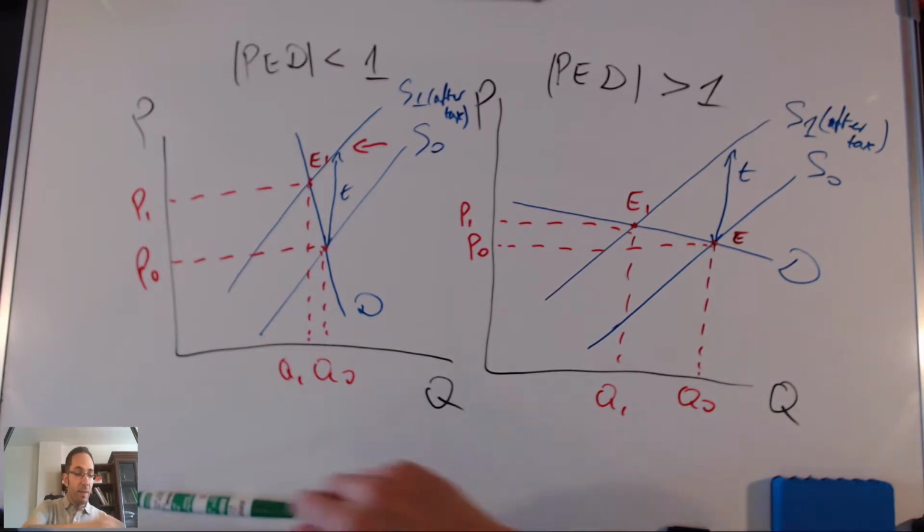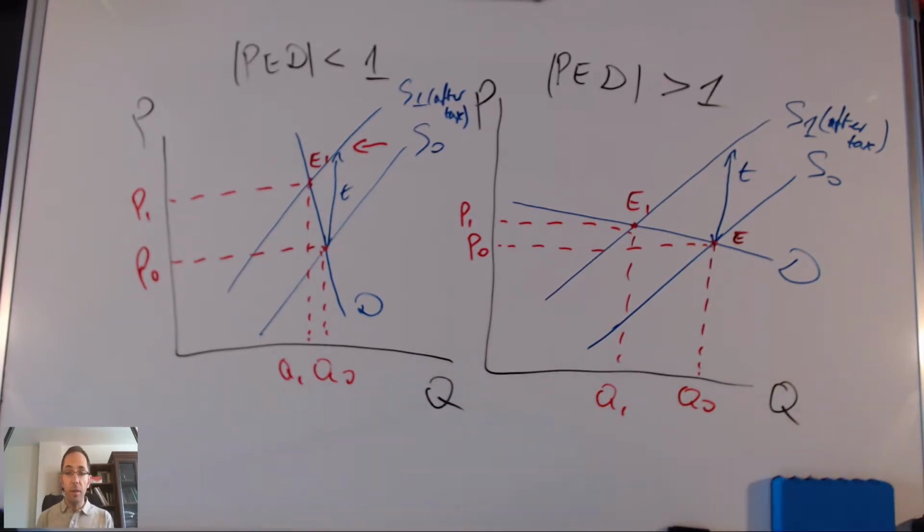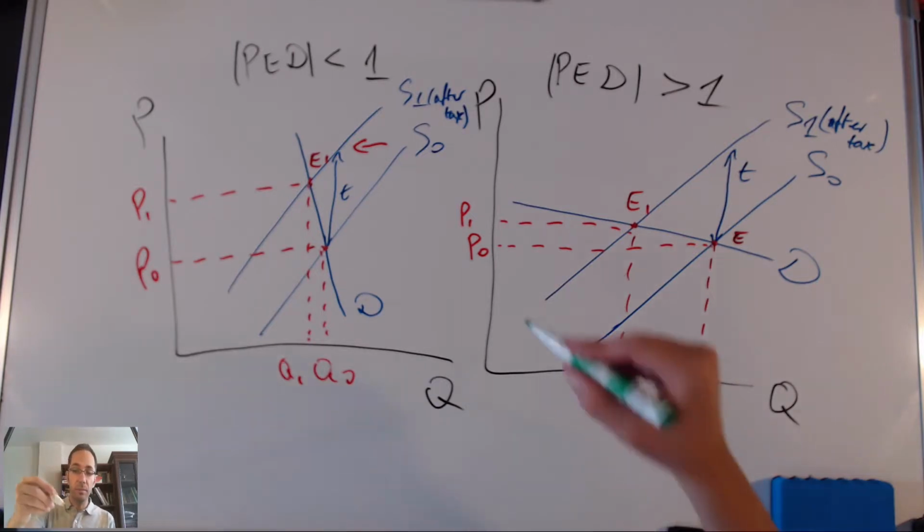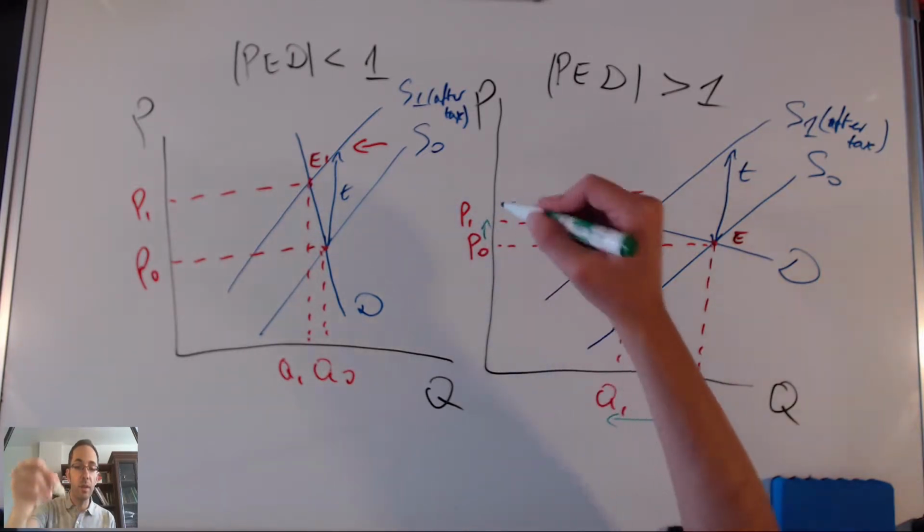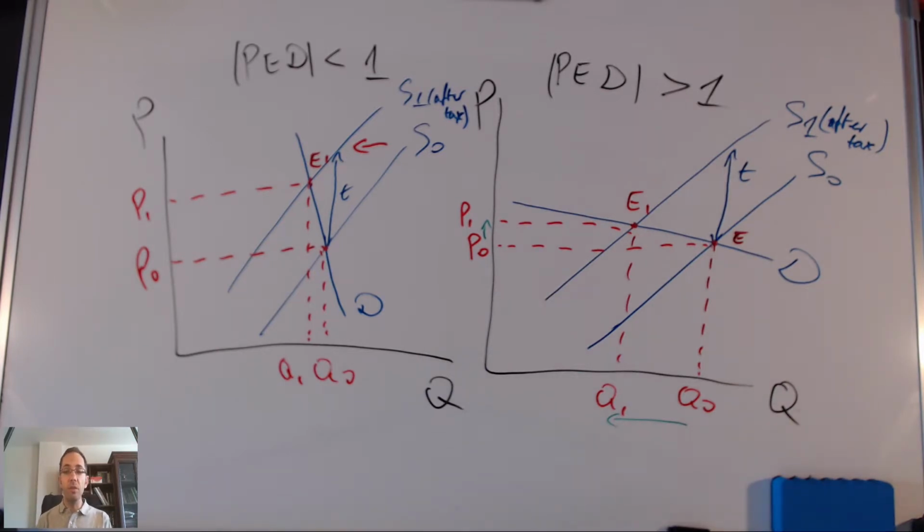Okay, let's compare, first of all, the changes in the equilibrium. Notice that when the price elasticity of demand is elastic, we have a relatively large decline in the quantity demanded and a relatively small increase in the price. This happens because the consumers are able to find alternatives to this product. Remember, goods with elastic price elasticity of demand have many substitutes, and if the government is taxing one of these goods, the consumers will simply stop buying this product and move to another one, which is not being taxed, which explains the relatively large decline in quantity demanded and a relatively small increase in the price level.